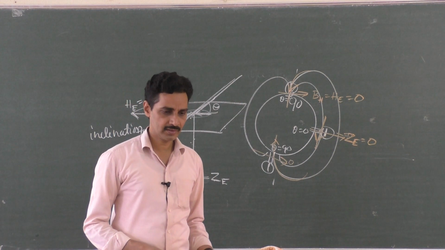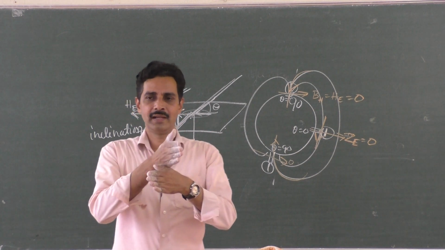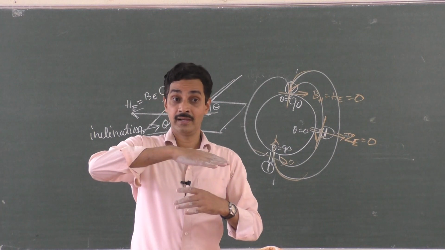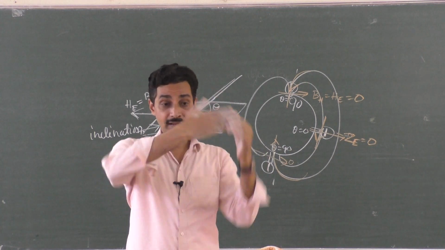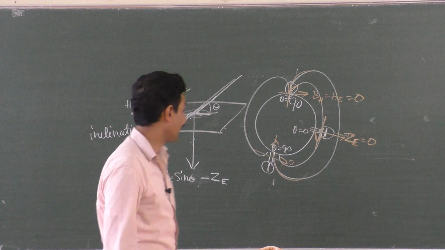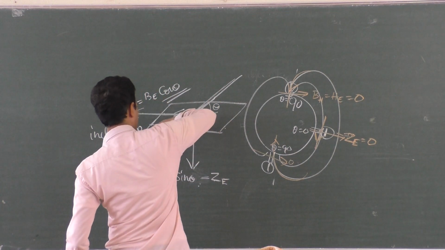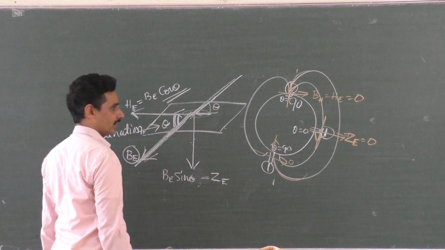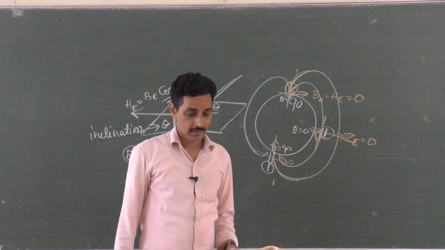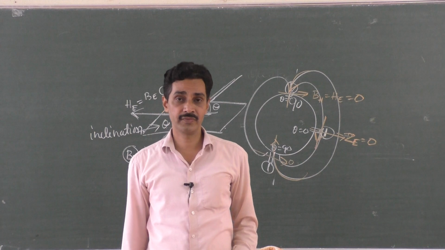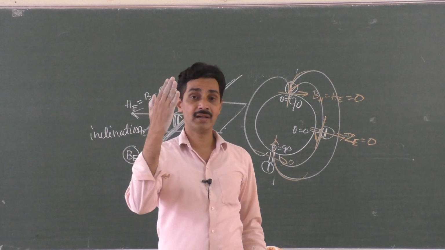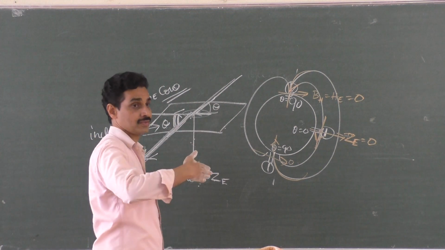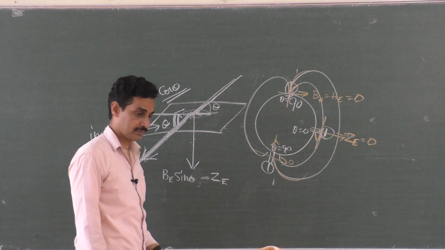So what is declination? Angle between geographic meridian and magnetic meridian. What is inclination? Angle between the Earth's magnetic field and the horizontal component. Very easy. Angle between the Earth's magnetic field and its horizontal component. That is called inclination. Okay. What is meant by horizontal component of Earth's magnetic field? Component of the Earth's magnetic field along horizontal direction, parallel to the surface of the Earth. That is called horizontal component of Earth's magnetic field.